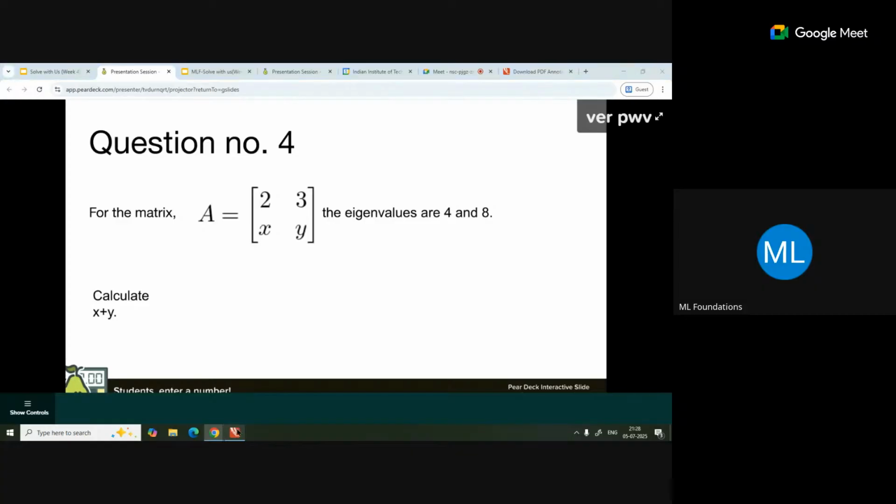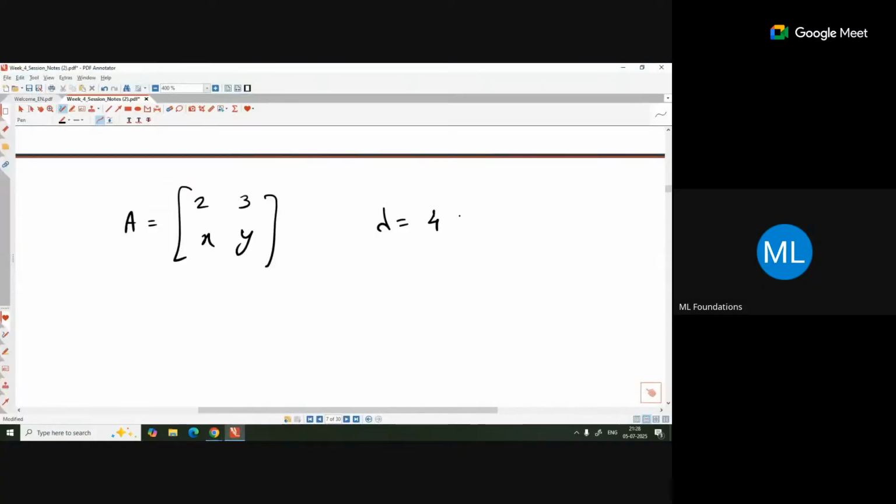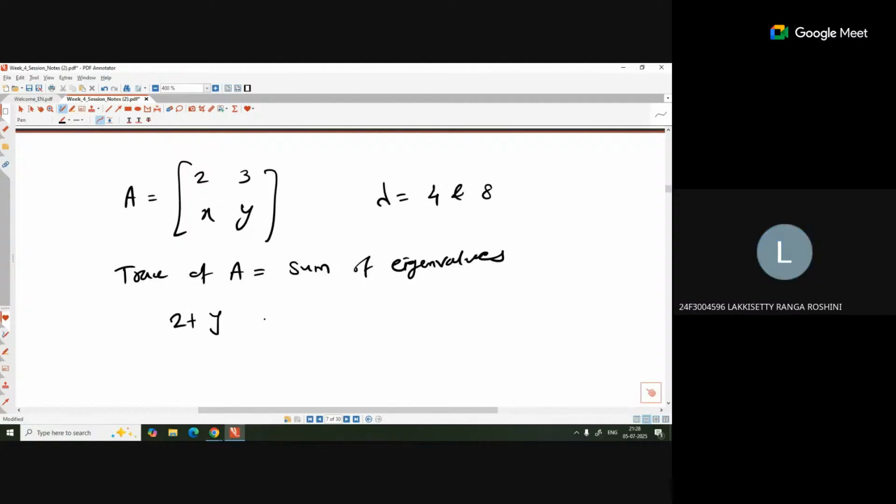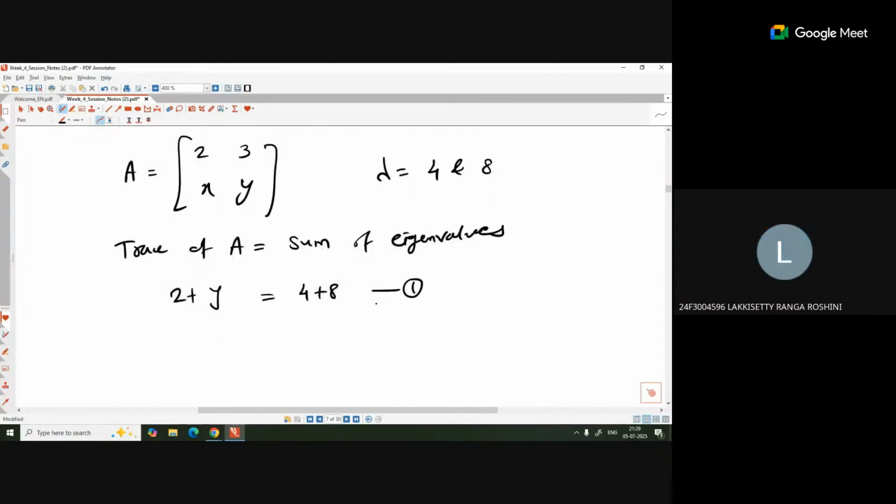4 and 8, right? Is that okay? So what are the properties I told you? The trace of A should be equal to the sum of eigenvalues. So by that, what is the trace of matrix A? 2 plus y plus 1, which is equal to 4 plus 8. Equation 1.